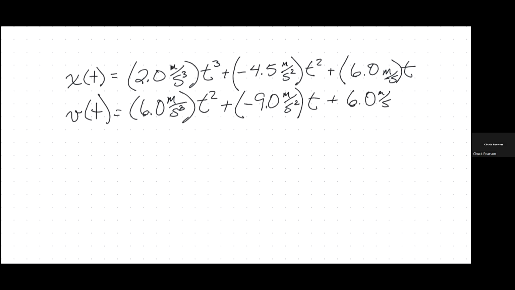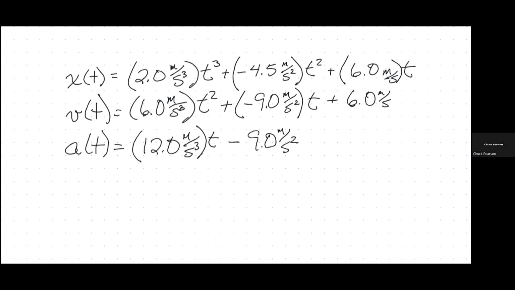The acceleration function is just the second derivative of the position function, the derivative of the velocity function. Let's take the 2, bring that down in front. And I've got 12.0 meters per second cubed times t minus 9.0 meters per second squared. And the 6.0 meters per second term goes away.